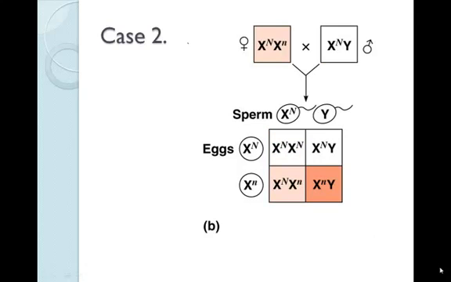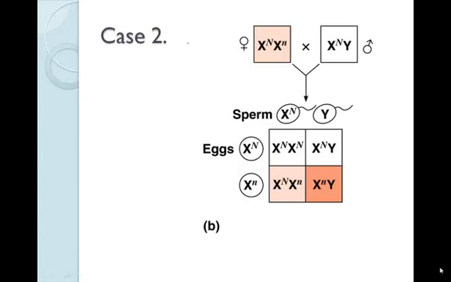The second case to consider is a carrier female and a normal male. If a woman is heterozygous for color blindness, one half of her eggs will contain X chromosomes with normal color vision genes, and one half will contain X chromosomes with the color blindness gene. A male with normal vision will produce X chromosomes carrying normal color vision genes and Y chromosomes.